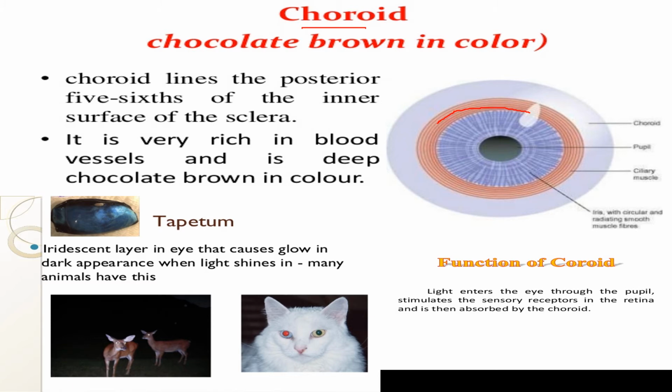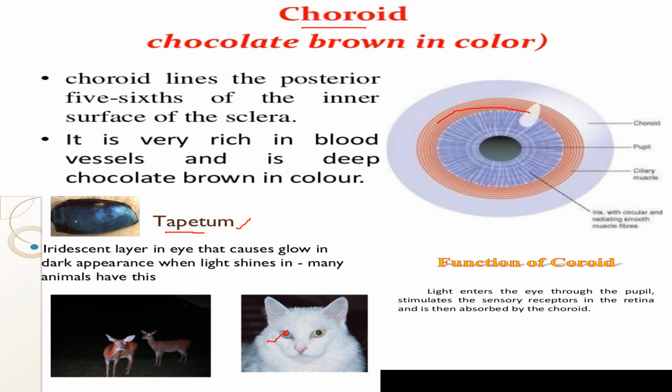Now, in certain organisms, a mirror-like layer called the tapetum lucidum is present in the choroid. This tapetum is responsible for the glowing of eyes in certain carnivores. Like the cat, when there is light illumination, their eyes will usually be glowing, and that is due to the presence of this tapetum in the choroid region.